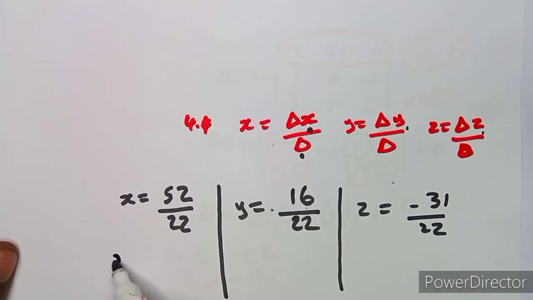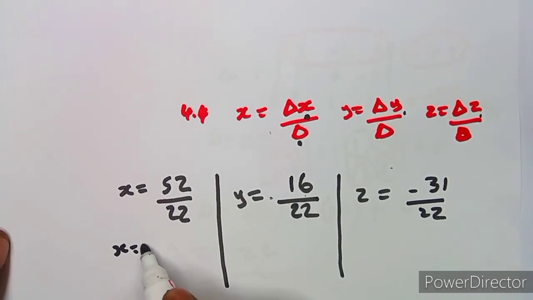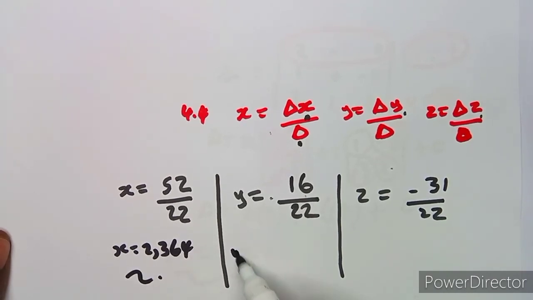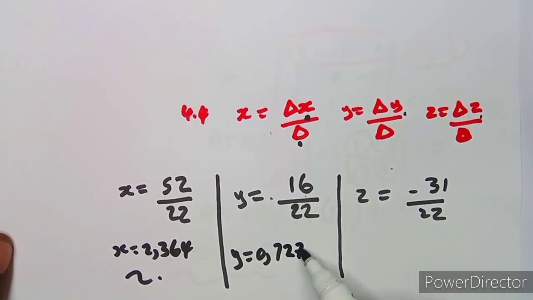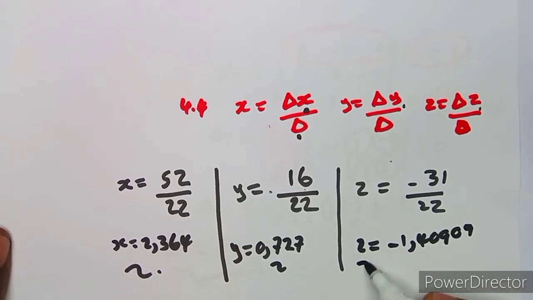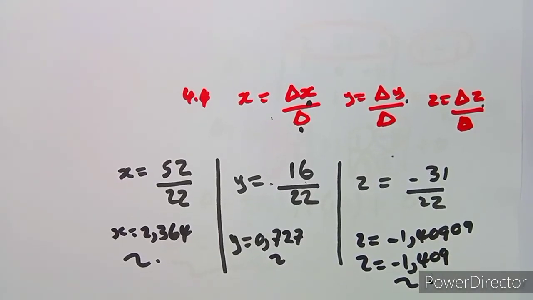So you simplify, guys, and this is going to give us 2.36 something, 0.64 if you round off properly here, and y is going to give us 6/22, which is 0.727272 something like that, which is 0.727. All right, so that's what we have here, and our z is going to be negative 31 divided by 22, which is negative 1.40909, which is 1.409 to 3 decimal places. So remember, the degree of accuracy, guys, that's supposed to be 3 decimal places. So all in all, guys, that's what we had.